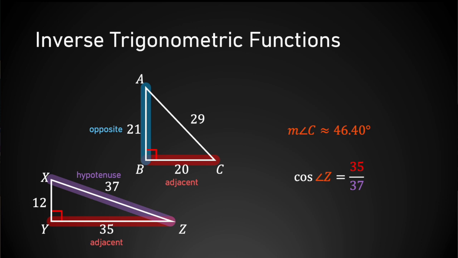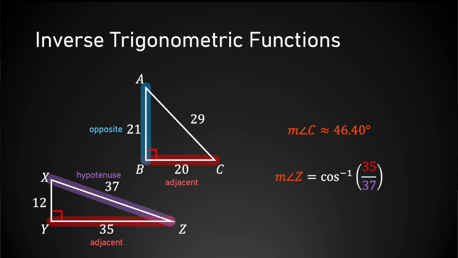We can do the same thing with cosine. I can get the measure of angle Z out of the function by taking inverse cosine of the whole thing. But again, I have to do that to both sides to keep it perfectly balanced, as all equations should be. The inverse cosine of 35 over 37, according to a calculator, is approximately 18.92 degrees.